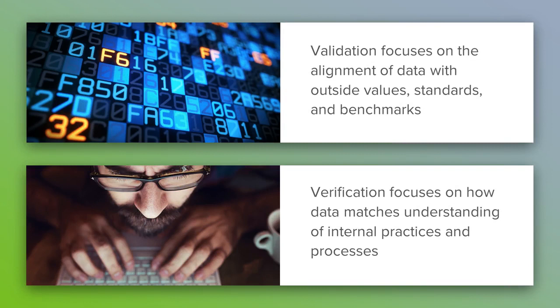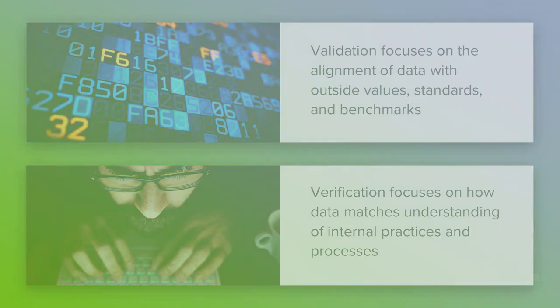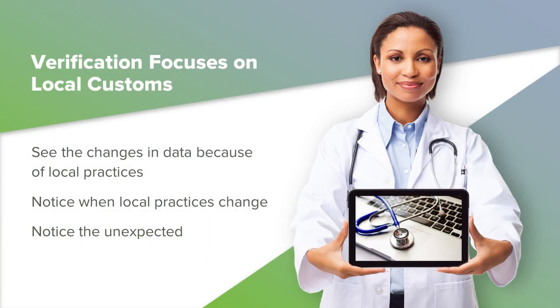Validation focuses on alignment of data with values and standards that are broad and external benchmarks. Verification focuses on how data values match our understanding of local practices and what we do locally. Using these contexts gives us some ability to see where our data is of high quality and where we are recognizing issues. Looking at the local knowledge, verification tells us when our data is changing because of local reasons.